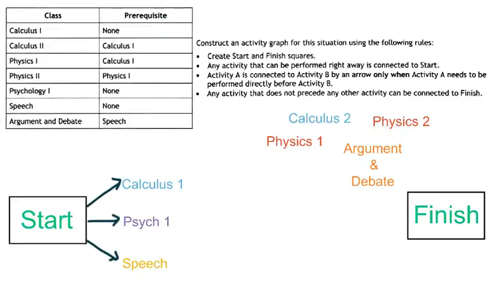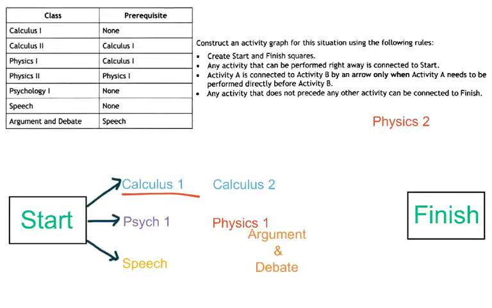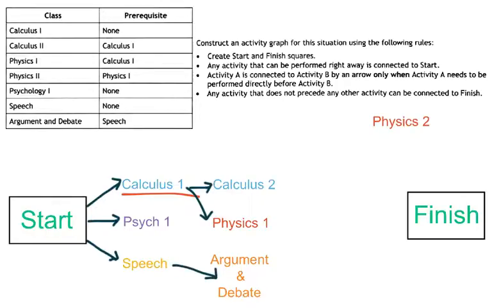So now the next level of our graph, we have Calculus 1, which is a prerequisite for several classes, and since we're done with taking Calculus 1, when we move on to the next step, we can take Physics. We can also take Calculus 2 at the same time, because those have the same prerequisite, Calculus 1. And then we can also take Argument and Debate. So the arrows that we draw in our graph are based on the prerequisite classes. Well, we have Calculus 1 before we take Physics and before we take Calculus 2, and Speech has to be done before we take Argument and Debate.